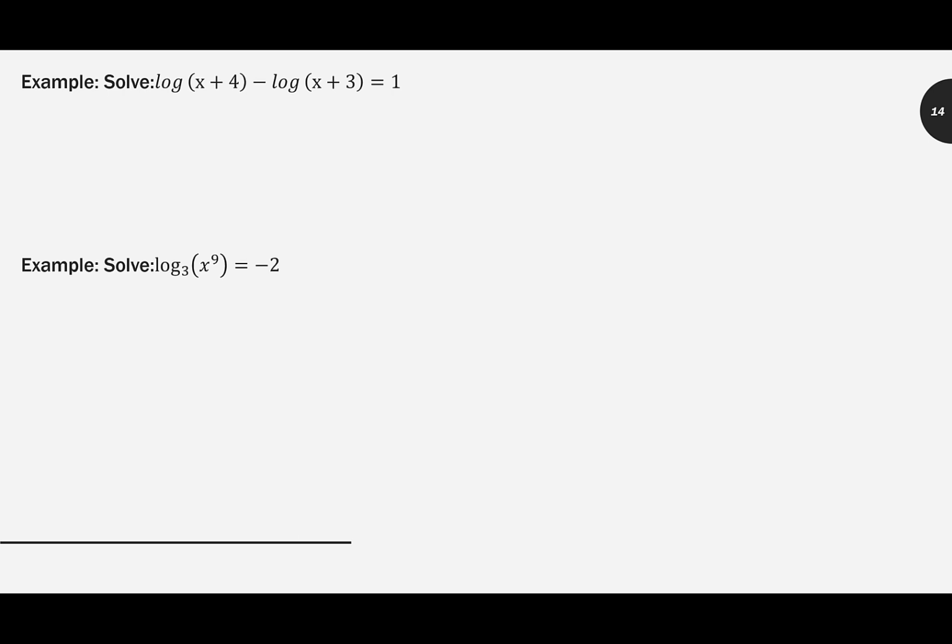Here's one that requires the quotient rule. I have the log of x plus 4 minus the log of x plus 3 as 1. So first step is to take this subtraction and turn it into division. So I have x plus 4 over x plus 3.